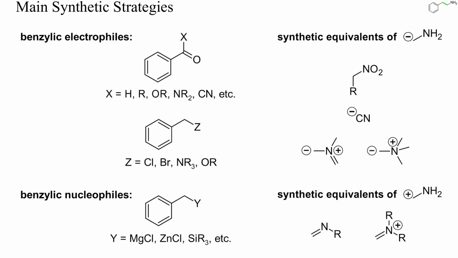The most common strategy for preparing phenethylamines is by aminomethylation of benzylic electrophiles or nucleophiles. This includes condensations of benzaldehydes, aryl ketones or benzoic acid derivatives with nitroalkanes, cyanide, azomethine ylides or ammonium ylides. Benzylic halides, sulfonates or ammonium salts are also suitable electrophiles. Alternatively, benzylic nucleophiles can be added to imines or iminium salts.